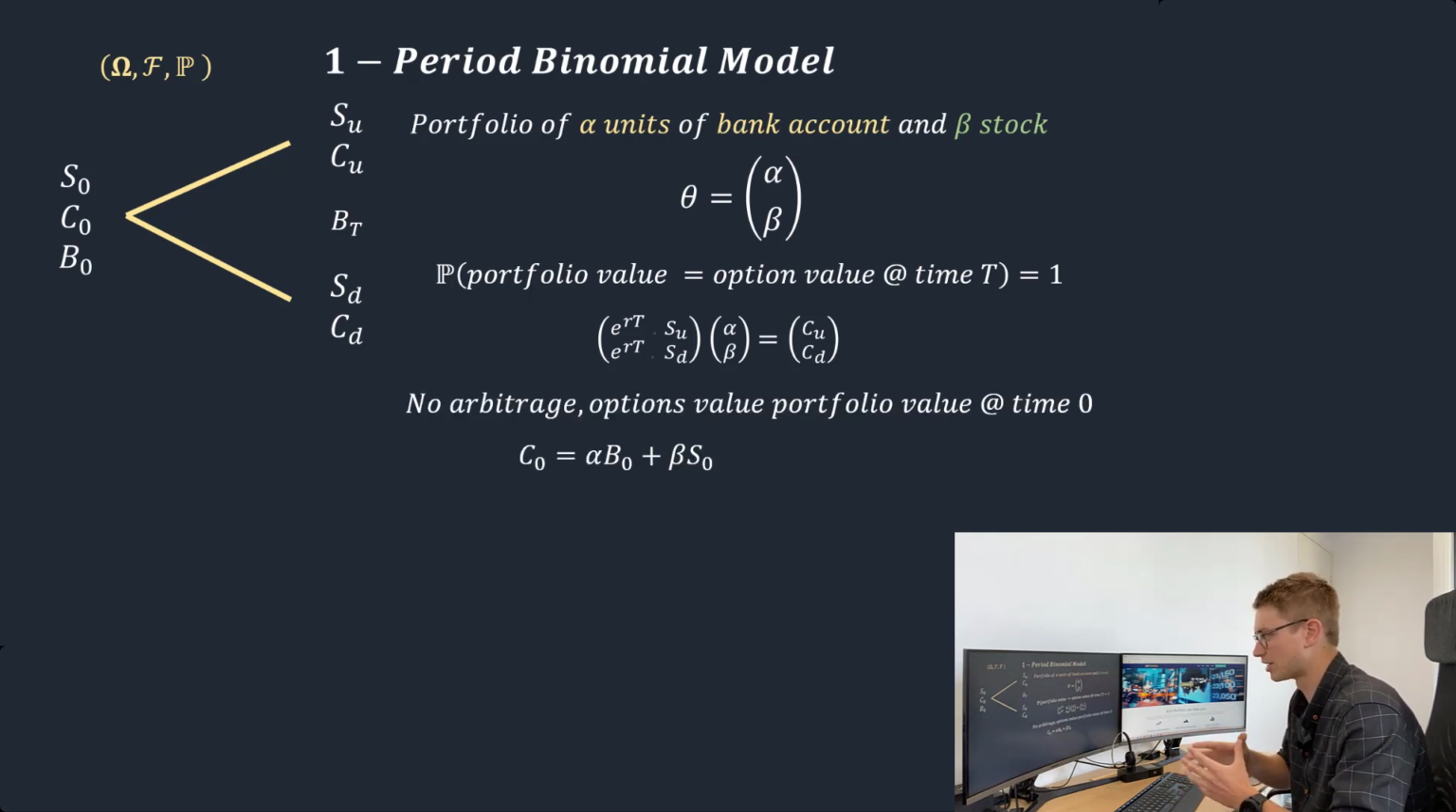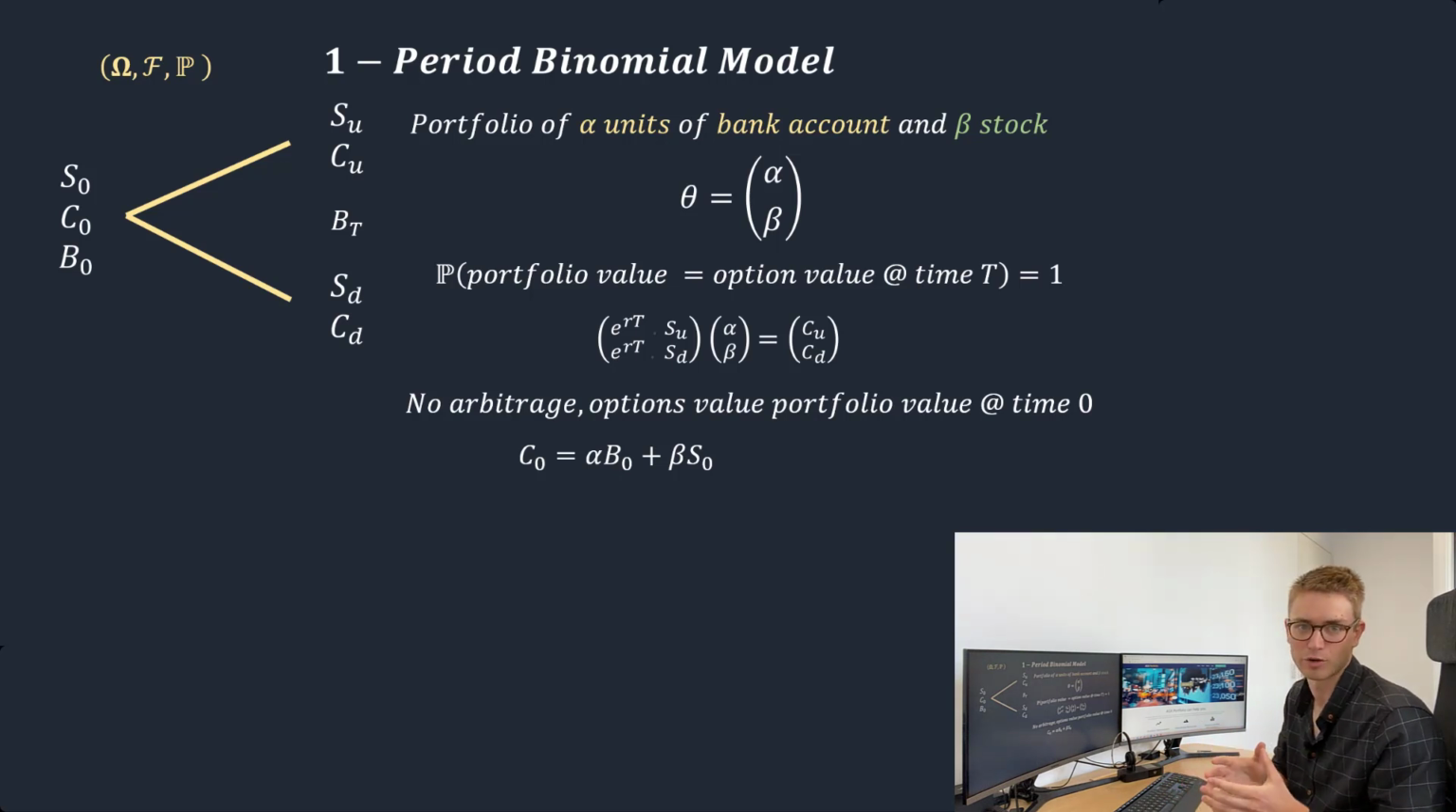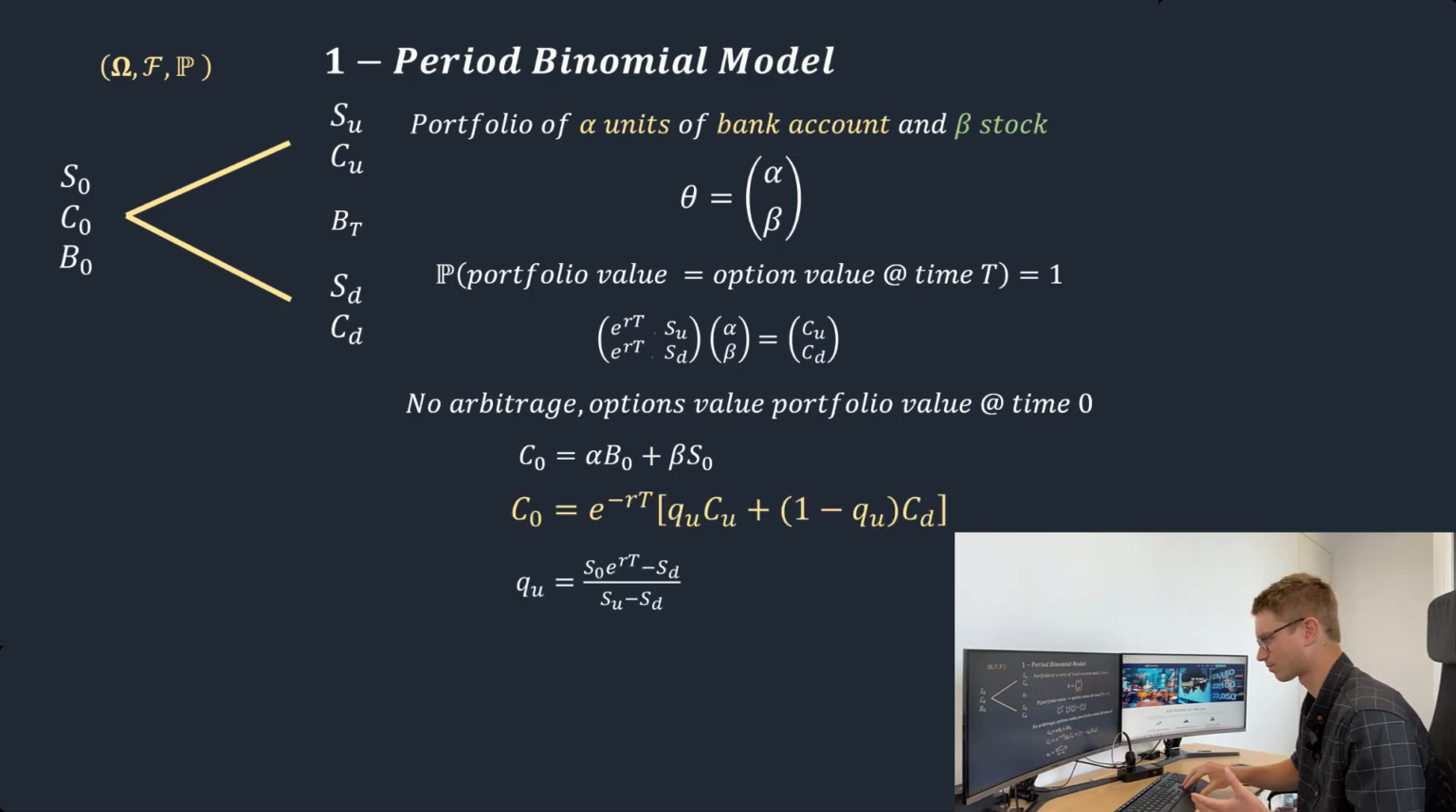Now, no arbitrage demands, as we've just said, that the option's value and the portfolio's value at time 0 are equal. If they have the same payoff at time t, then they have to be equal to the same value at time 0. So we exploit this and say our call price at time 0 has to be equal to alpha units of the bank and then beta units of the share price. Now, of course, our bank at time 0 is just 1 unit.